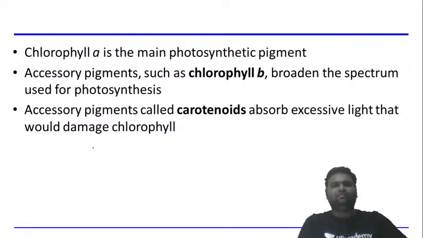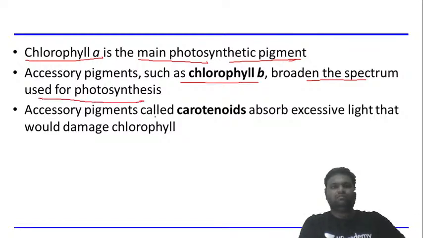So chlorophyll A is the main photosynthetic pigment. Accessory pigments such as chlorophyll B broaden the spectrum used for photosynthesis. Accessory pigments called carotenoids absorb excess light that would damage the chlorophyll.